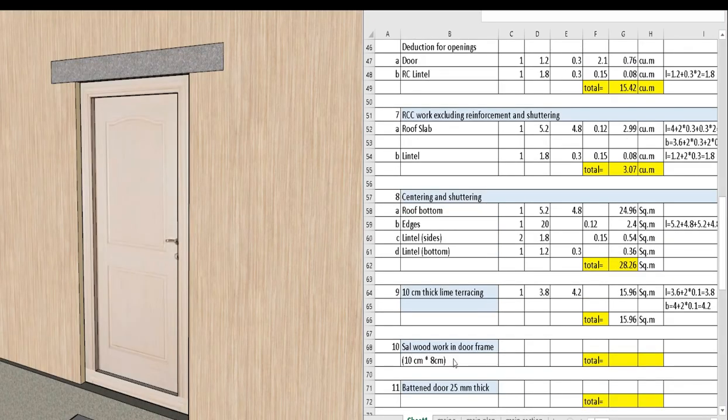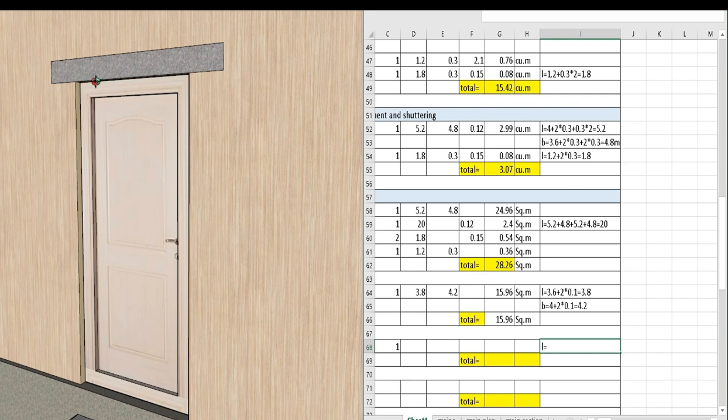Now next is sal wood work in the door frame, and we have the section of 10 centimeter into 8 centimeter, that is breadth into depth is given, and we can see here we have the frame here, and the door frame is on all the edges. Length of the door is 1.2 and the height of the door is 2.1. So we have 1.2 from this point to this point and this point to this point, that is 2 times 1.2 and 2 times this height, that is 2.1, because we have to calculate all this perimeter of this door.